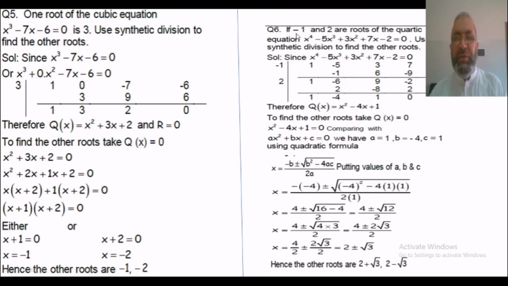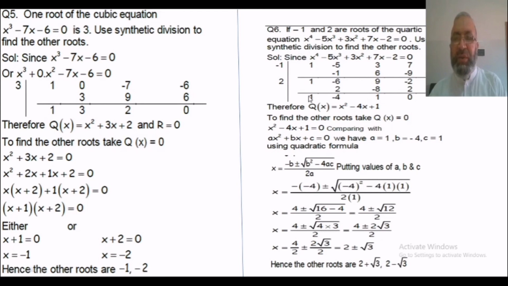Dividing it by the first root, minus 1. So drop down the first coefficient 1, multiplied by minus 1. 1 into minus 1 becomes minus 1, adding to the next coefficient, minus 5 minus 1 is minus 6, multiplied by minus 1 becomes 6, adding to the next becomes 3. 3 into minus 1 becomes minus 3, adding to the next becomes 4. 4 into minus 1 becomes minus 4, adding to the next becomes minus 2. Minus 2 into minus 1 becomes plus 2, adding to the next, the last term, the remainder, is equal to 0. Again divide by 2.